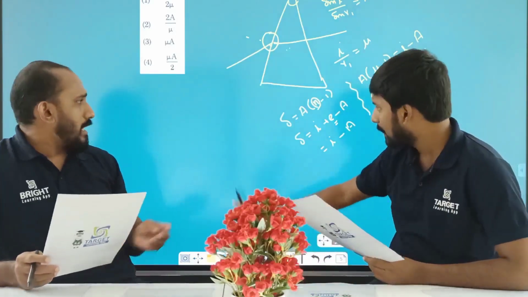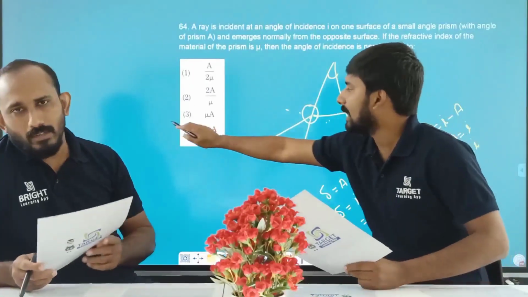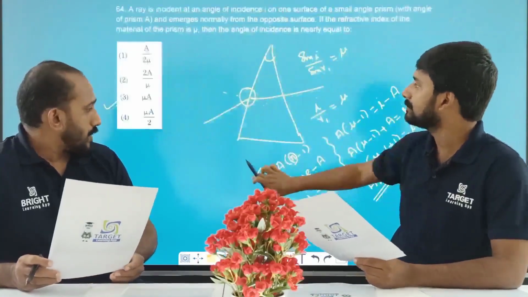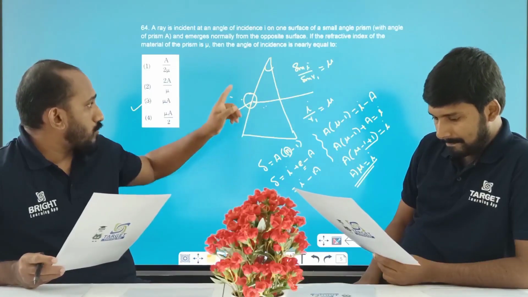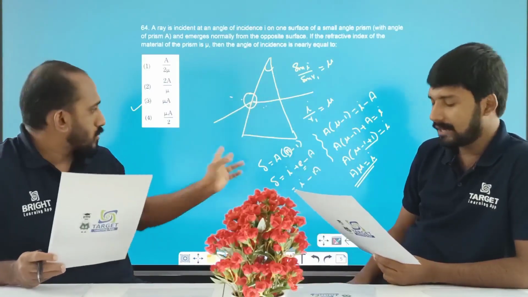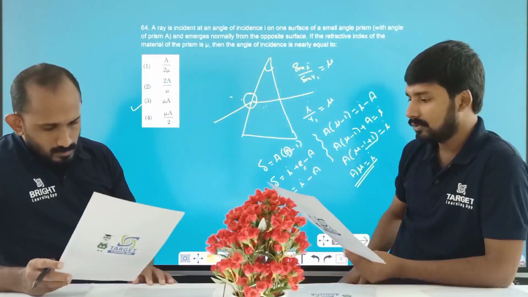You just have to check the two equations and compare them. These are simple prism questions, referring to the small angle prism concept. You have to take care that the angle of emergence is 0 here, otherwise you would have to compare differently. Let's move on to the next question.